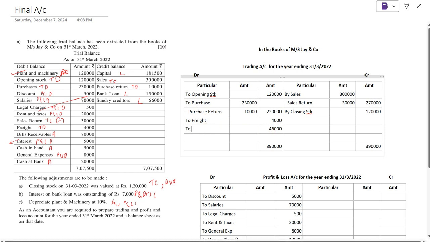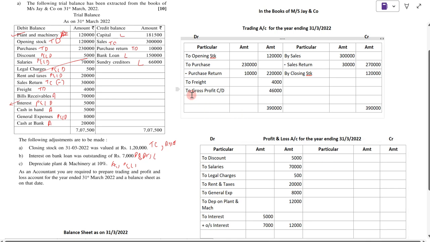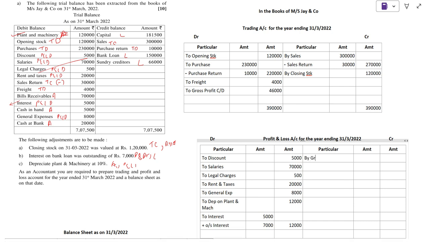So, to gross profit carried down 46,000. Okay. Now the gross profit will go in profit and loss account debit side, by gross profit brought down 46,000.